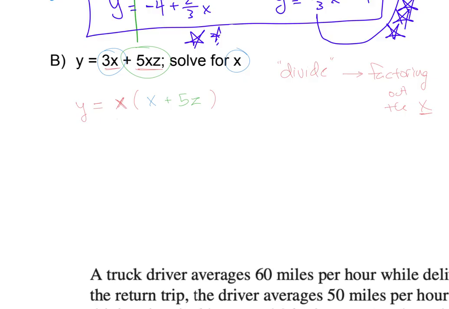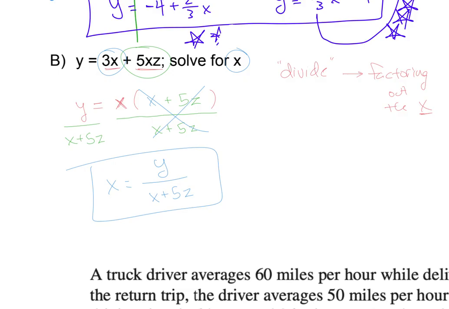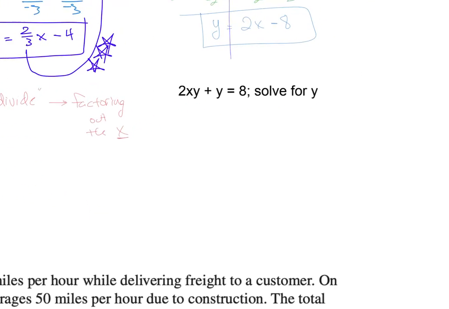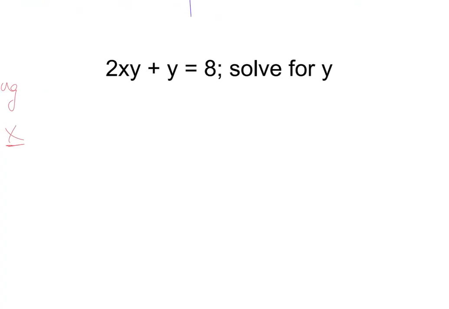Now, I'm going to divide the entire thing by x plus 5z, divide by x plus 5z, and I now have that x equals, because by the way, that cancels all of that, and I'm left with y over x plus 5z. That would be solving that equation for x. Wahoo!